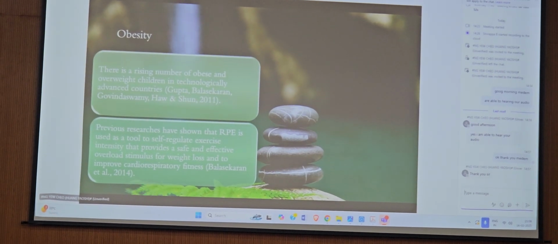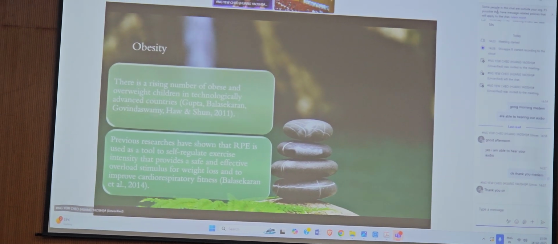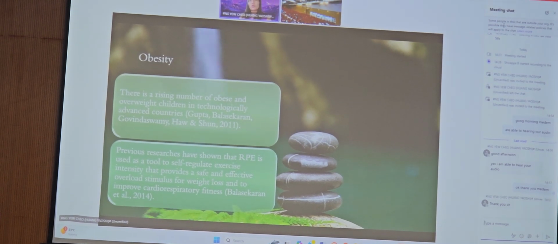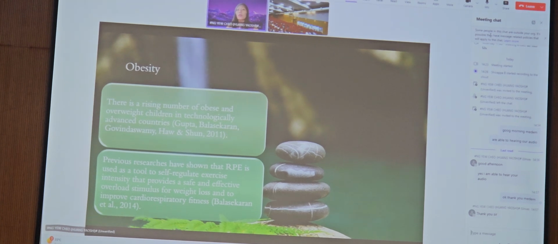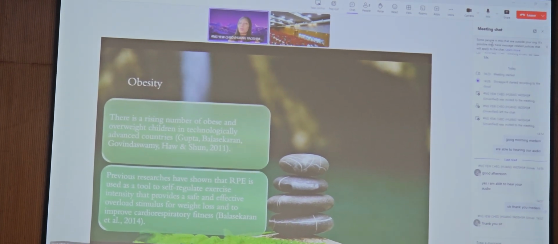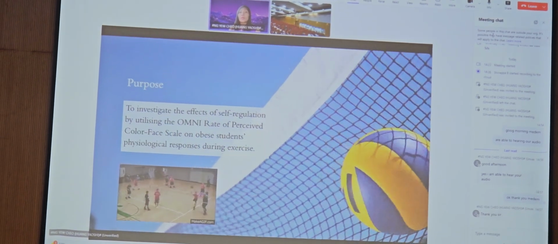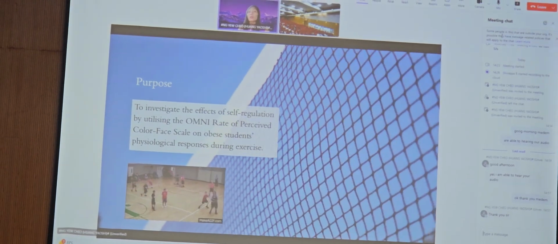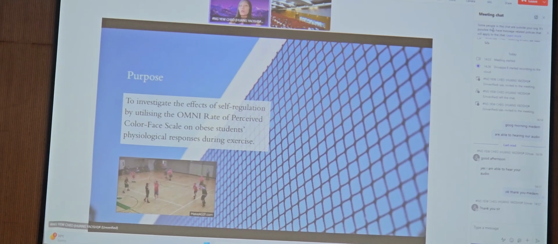So as we saw in the video earlier, there is a rising number of obese and overweight children in technologically advanced countries. Previous research has also shown that RPE is a tool to self-regulate exercise intensity that provides a safe and effective overload stimulus for weight loss and to improve cardiorespiratory fitness. So moving on, for the purpose of this study, we investigated the effects of self-regulation by utilizing the Omni rate of perceived exertion color face scale on obese students' physiological responses during exercise.